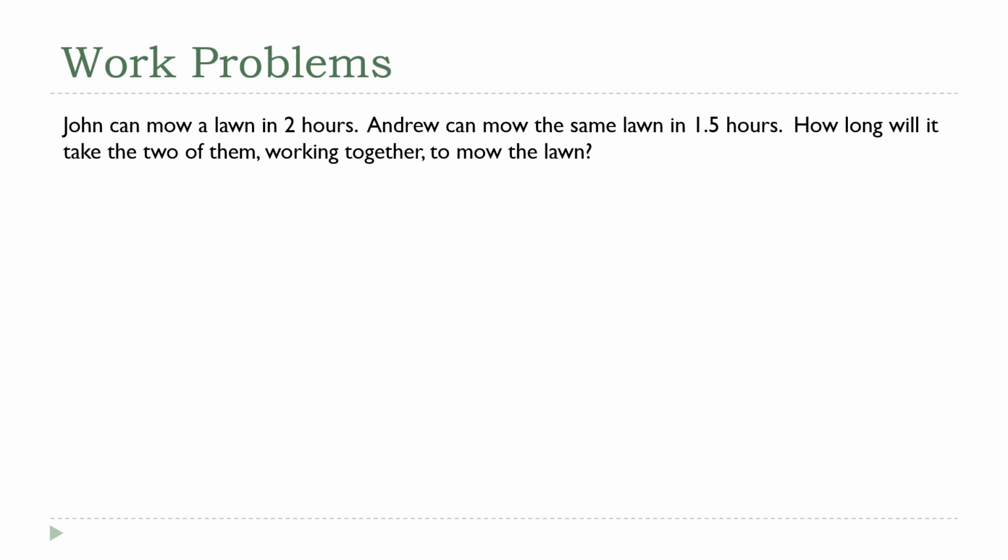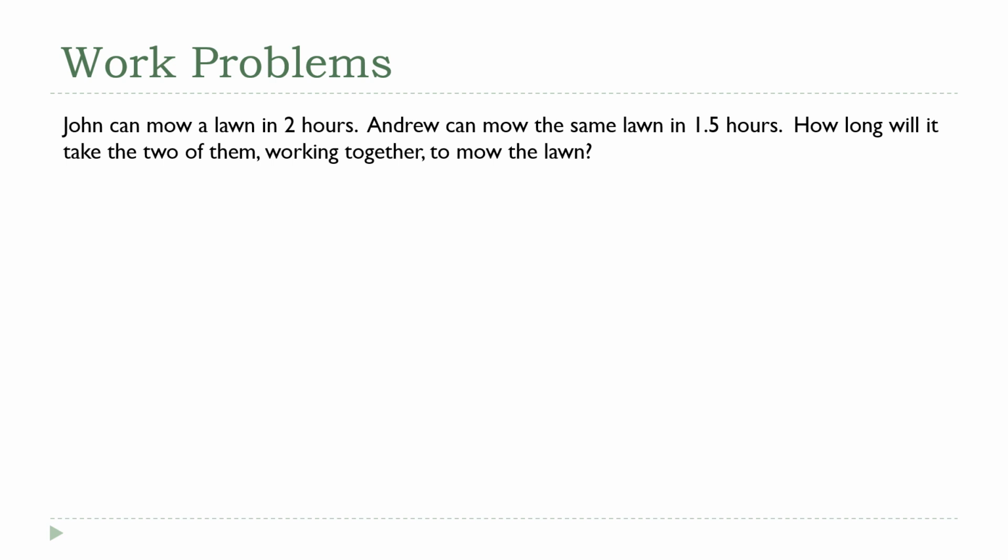So I have a scheduling situation for us to take a look at here. We have two people, and they're each doing the same job, but at different rates. What I want to know is if these two people team up and they're working on one lawn at the same time, how long is it going to take them working collectively? Presumably, it's going to be less time than it would take either of them individually.